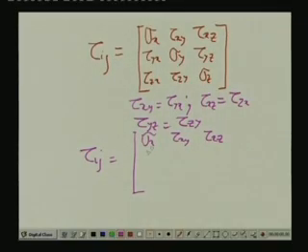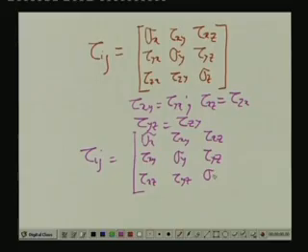y x and x y being the same, let me write this as tau x y, sigma y and tau y z, z x and x z being the same, we write this as tau x z, tau y z and sigma z. Thereby it reduces to the 6 stress components sigma x, sigma y, sigma z and tau x y, tau x z, tau y z, and this we find is symmetrical in nature. So, the stress tensor has a symmetric form.